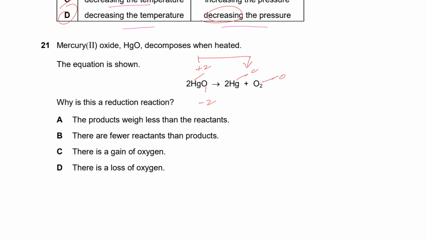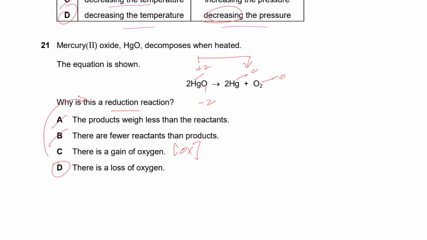The products weigh less than the reactants. That's wrong, because the law of conservation of mass says that the mass must be conserved. There are fewer reactants than products. That does not mean anything with regards to why it's a reduction reaction. There is a gain of oxygen atom. No, gain of oxygen is oxidation, not reduction. There's a loss of oxygen atom. Yes, that's why you could call this reduction. But in fact, it's a redox reaction, not just reduction.